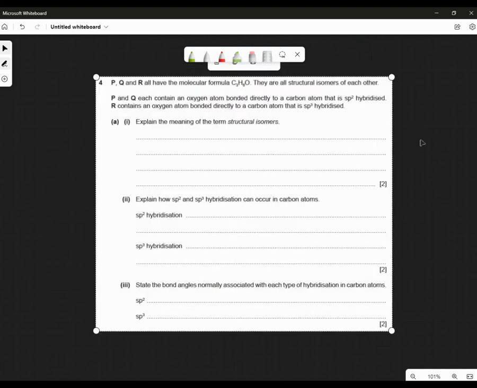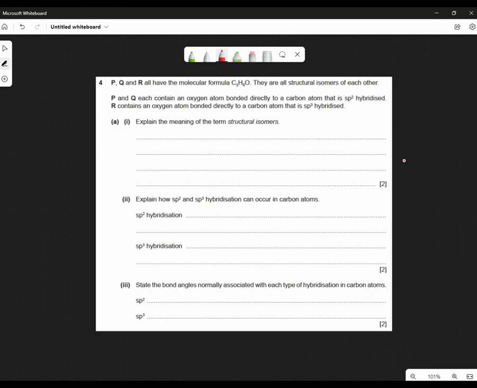P, Q, and R have the molecular formula C3H6O. They're all structural isomers of each other. P and Q contain an oxygen atom bonded directly to a carbon atom that is sp2 hybridized. R contains an oxygen atom bonded directly to a carbon atom that is sp3 hybridized. Explain the meaning of the term structural isomers.